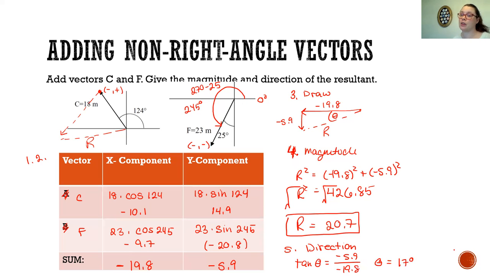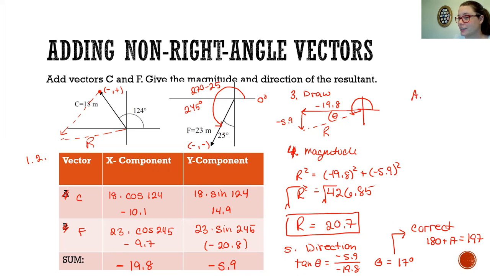Now we have to stop. Do we need to correct the angle? The answer is yes. We are not in the first quadrant. Secondly, we're not measuring from 0, because to go from 0, we have to go all the way around. So we need to go 180 plus our angle. So we're going to correct: 180 plus 17 gives us 197.